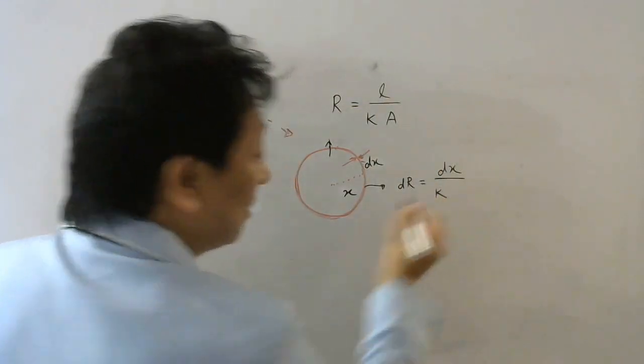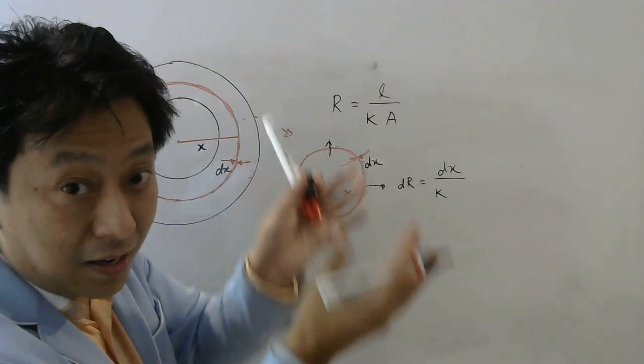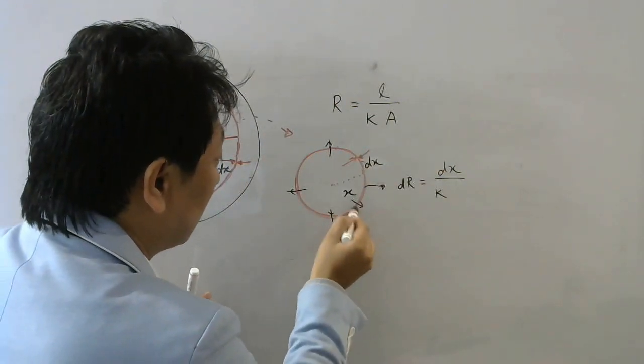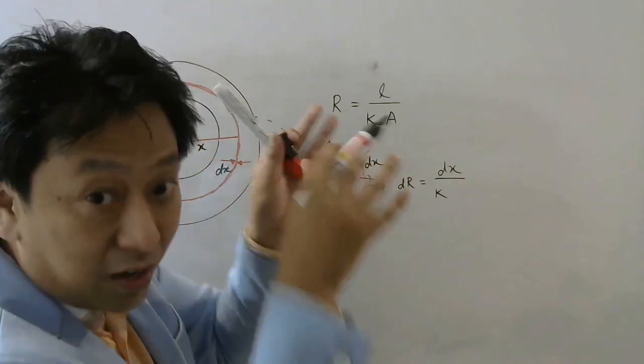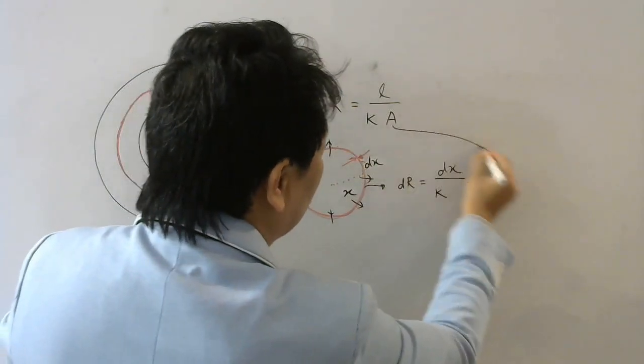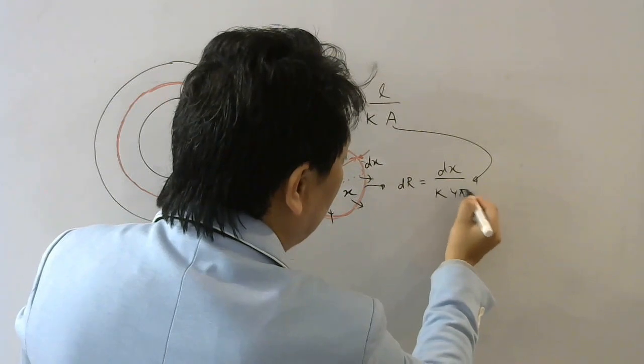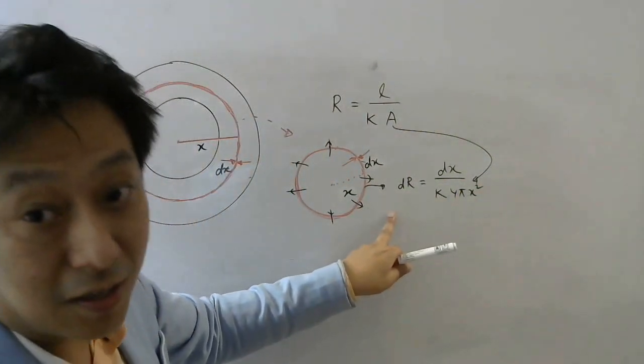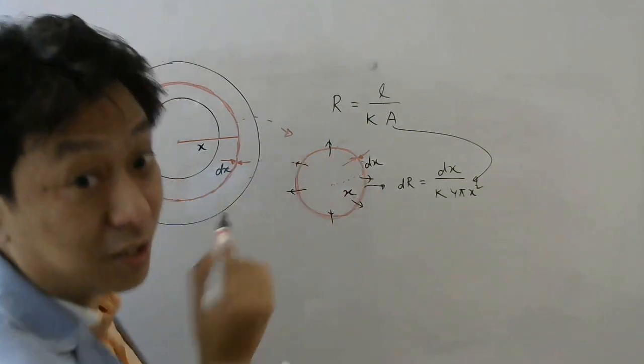K is the thermal conductivity and A is the area through which heat is coming out. So heat is coming out through this area, right? It is a spherical area. So for a spherical area, what is the formula? This area will be 4 pi, radius is x square. So this is the resistance of this thin shell.